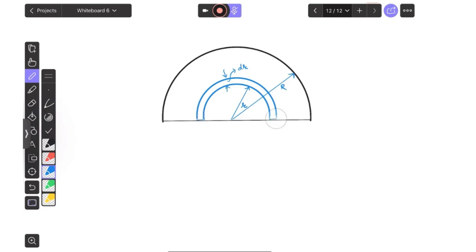Why I selected the differential element to be a semicircular ring here is because I know how to find the center of the mass of the semicircular ring. So the takeaway is, whatever you consider as a differential element is totally fine, but it should be something for which you know the position of the center of the mass.